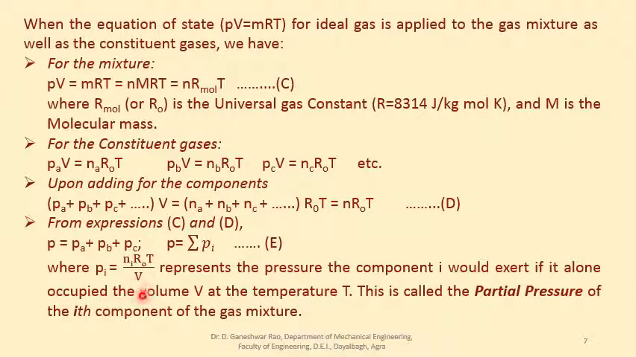So PA is equal to Na R0T upon V, PB is equal to Nb R0T upon V. So what are the variables? P and N. For each gas, the number of moles is substituted here, then it will give you the corresponding pressure of that gas. That is called the partial pressure of that gas. So if you add all the partial pressures of the components of any mixture, that will give you the pressure of the mixture, right?